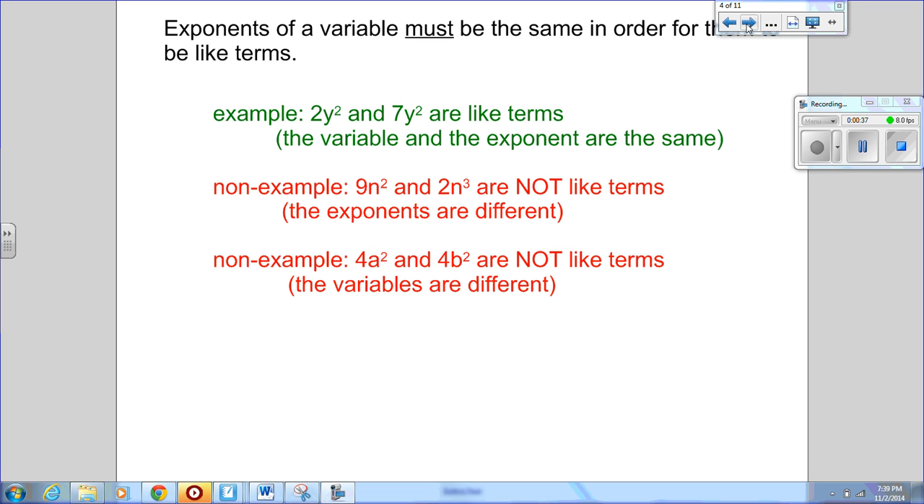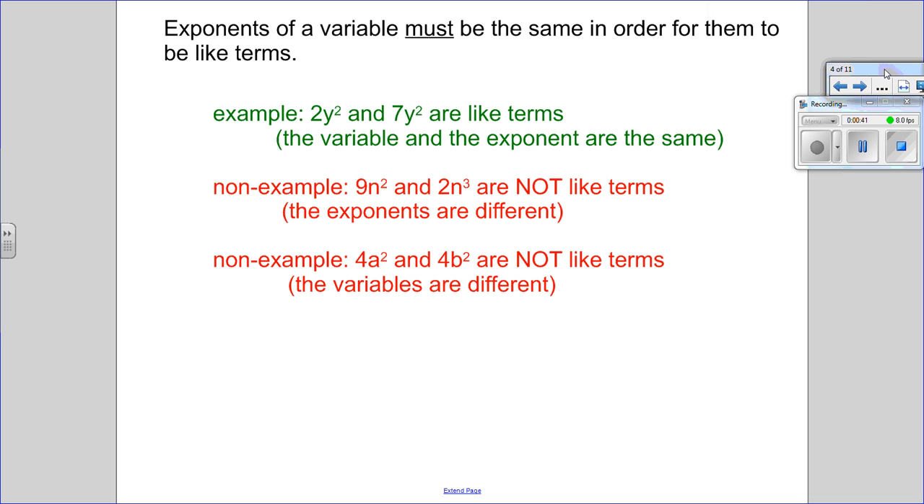Exponents of a variable must be the same in order for them to be like terms. So again, exponents of a variable must be the same in order for them to be like terms. Example, 2y to the second power and 7y to the second power are like terms. The variable and the exponent are the same.